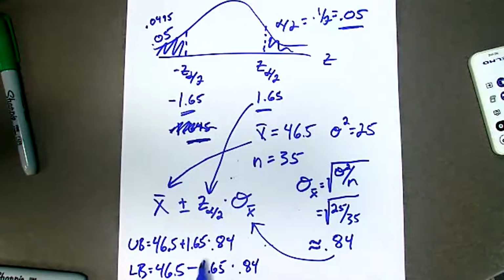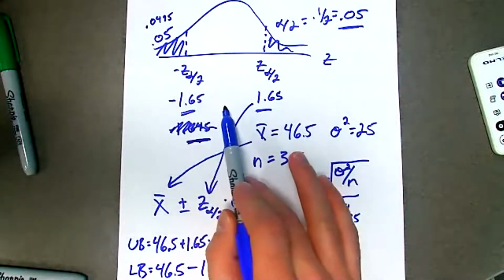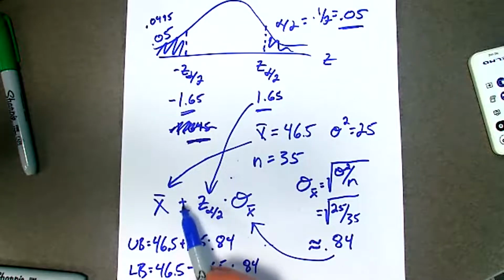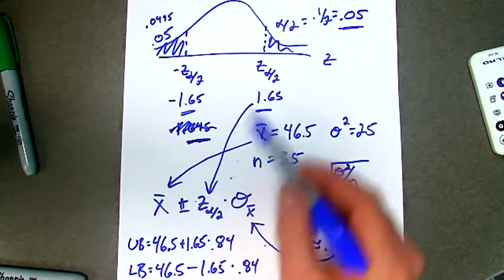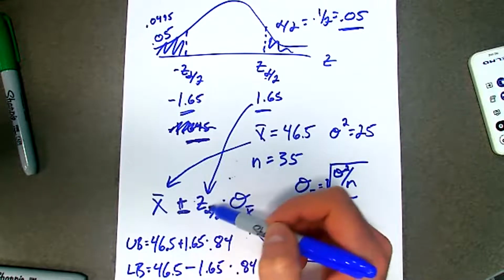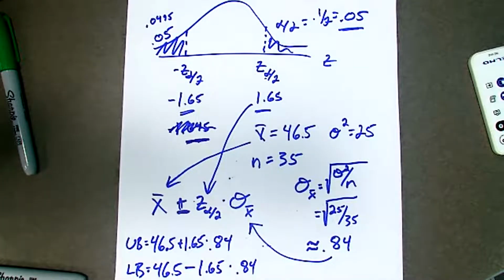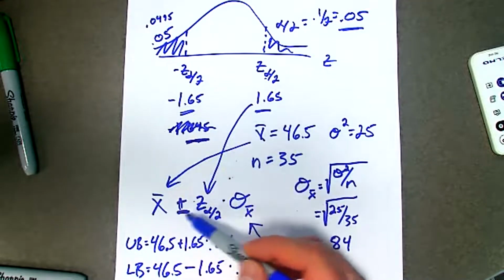Right? Now notice when I'm looking up that z-score, there really are 2 of them, right? It's a negative 1.65 and a positive. But that's already built into my confidence interval equation, where when I add, I'm really using the positive z-score to get the upper bound. And when I subtract, I'm really using the negative z-score to get the lower bound. But once I have the value, I can essentially ignore the sign because that's already built into my confidence interval equation.